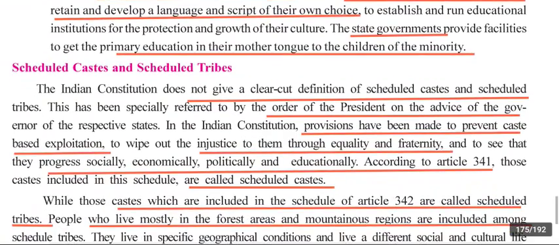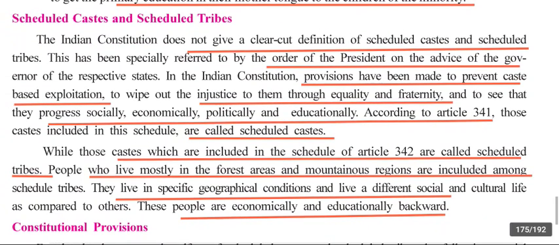Now, this is an important point of this chapter. It's quite a big point. There is not a clear-cut definition of who are the part of scheduled castes and who are the part of scheduled tribes, but the president of India can advise the governor of the respective states based on which communities or castes or sects or religions to be included in the scheduled caste, that is SC, and scheduled tribes, that is ST. Basically, this constitutional provision has been made to prevent caste-based exploitation and to wipe out the injustice to them through equality and fraternity.